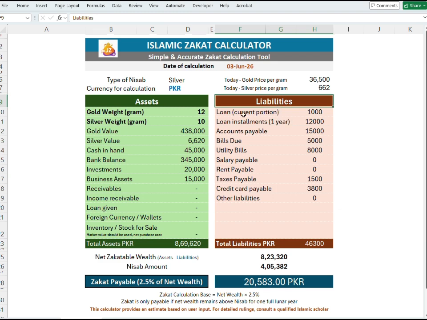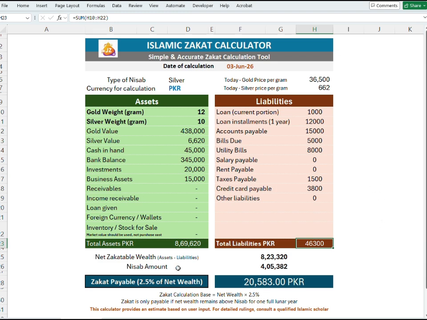Now let's enter liabilities. Liabilities include all amounts you need to pay. Loan current portion means the amount you need to pay now. Loan installments include payments due within 1 year only. Accounts payable includes money owed to suppliers. Bills, utilities, taxes, and credit card dues should also be included if unpaid. Only current liabilities are included, not long-term future payments. In this example, total liabilities are 46,300.